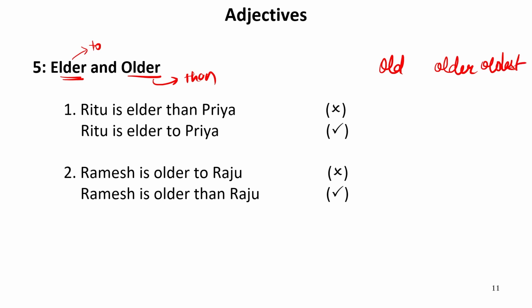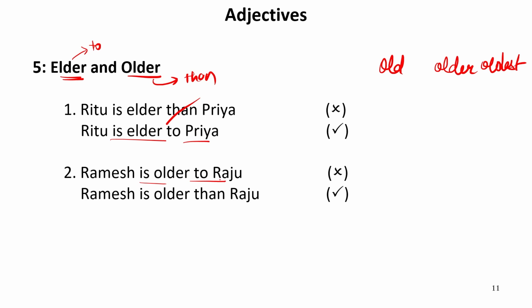Whereas elder is basically used with your siblings, with persons, and refers to family members. Elder is just a comparative word. It is not a degree because it does not have any positive degree of adjective. Now, Ritu is elder than Priya. Whenever we use elder, we use to with it, not than. So, Ritu is elder to Priya.